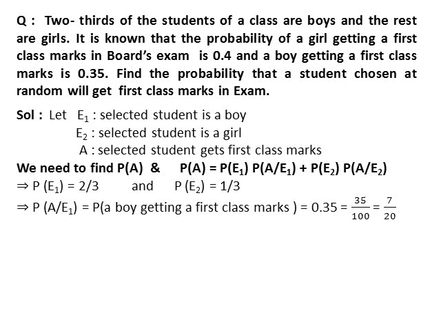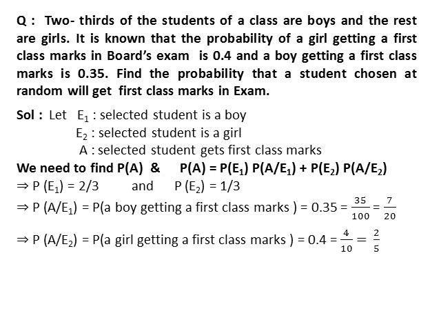Next, P(A given E1) equals to probability of a boy getting first class marks equals to 0.35 given, which is equals to 7 by 20. Similarly, P(A given E2) equals to probability of a girl getting first class marks equals to 0.4 given, which is equals to 2 by 5.